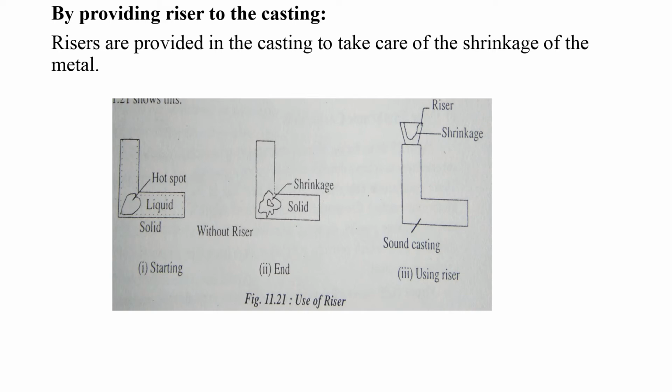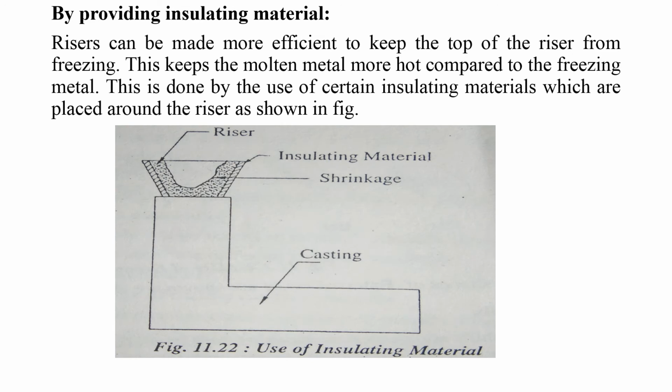So next we can go for providing the insulating material. Why is it provided? What is the necessity for providing the insulating material? The main concept is that the riser can be made more efficient to keep the top of the riser from freezing. That keeps the molten metal hotter compared to the freezing metal. This is done by the use of certain insulating material which is placed around the riser.